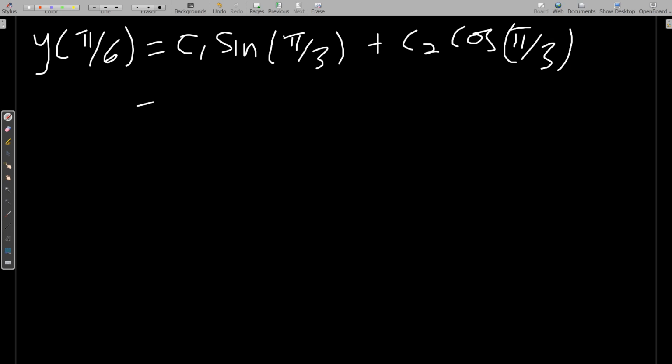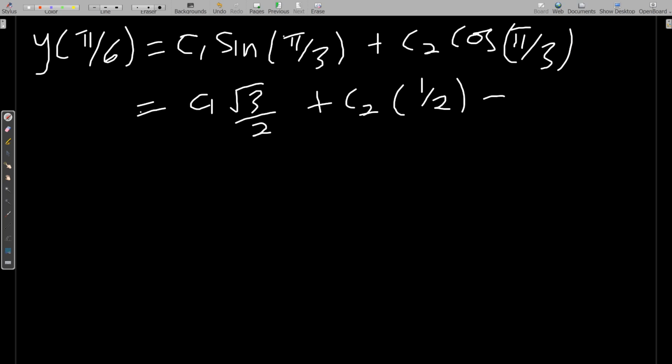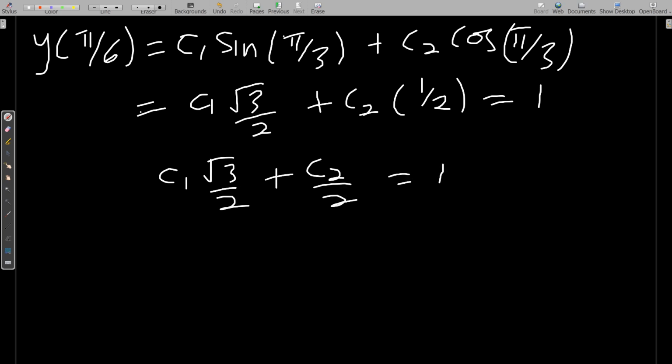And when you evaluate this, what will you get? Sine of pi on 3 means sine of 60 degrees, and that is root 3 over 2. So I have C1 root 3 on 2, then plus C2 times half, since cos of 60 is half. And we are saying that this should be equal to 1. So C1 root 3 on 2 plus C2 over 2 is equal to 1. When I multiply through by 2, I have C1 root 3 plus C2 equals 2. And this is our second equation.